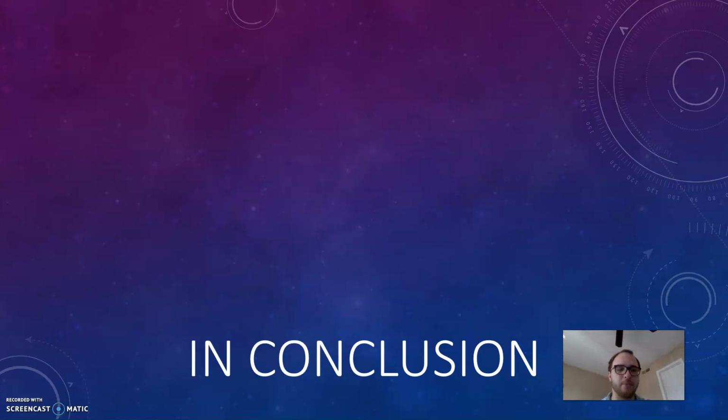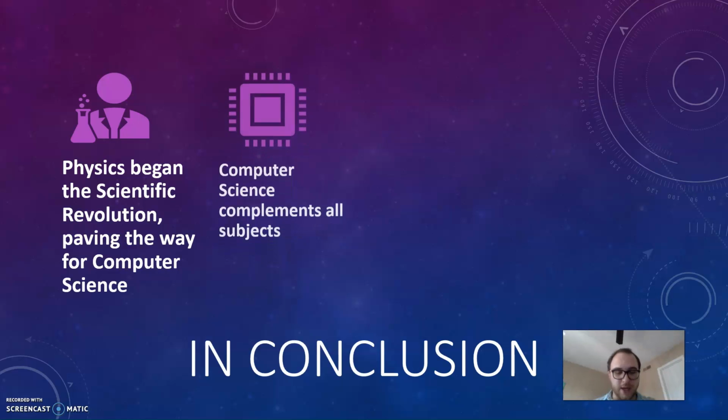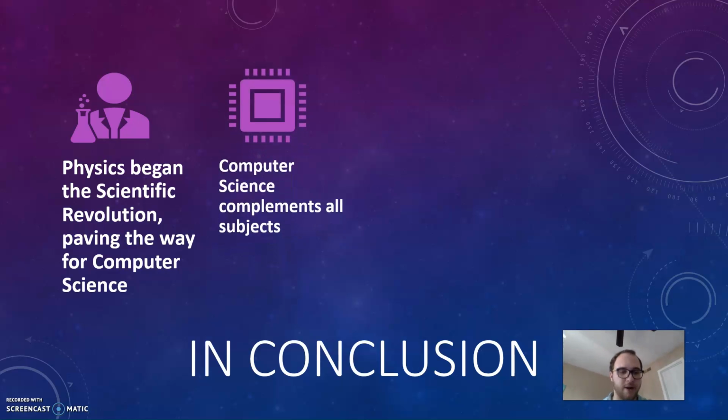In conclusion, most of this presentation was supposed to be the simulator, but that was glitchy and a little boring, so here's some thoughts. Computer science owes a little credit to physics because anyone who's taken West Civ 2 knows that physics basically was the scientific revolution. Computer science, however, is the freaking backbone of modern science and offers more to physics than it gets in return.